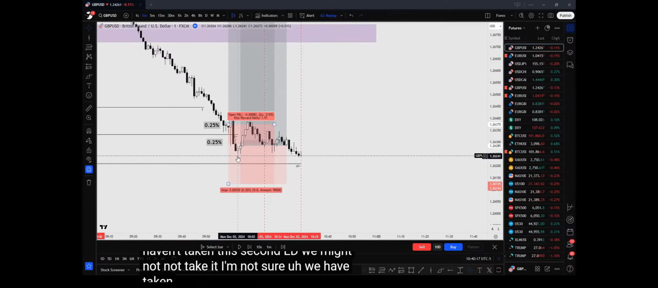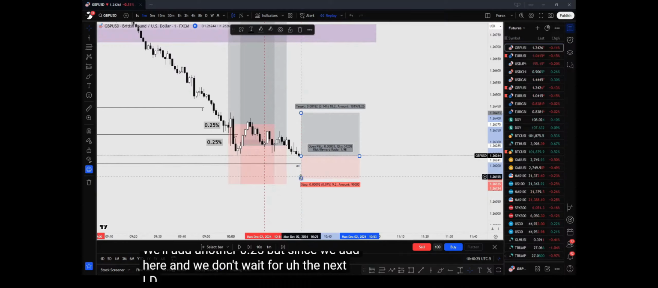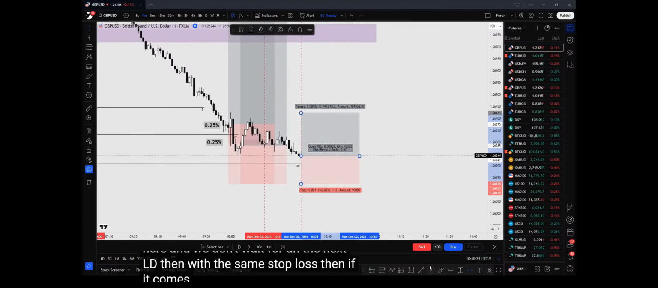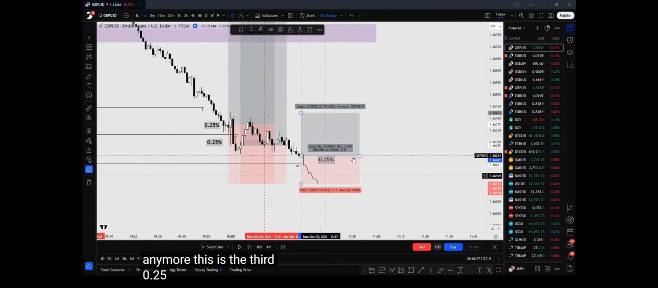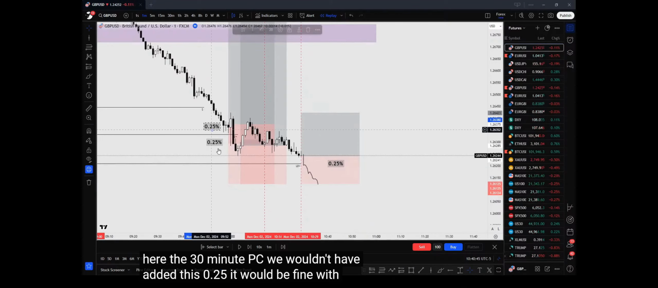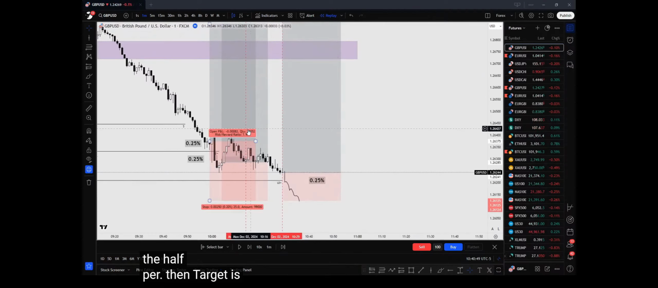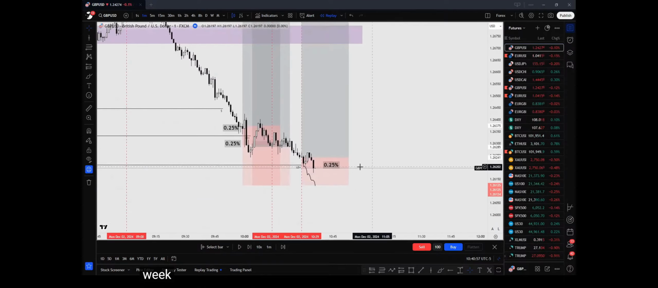I'm not sure. We've taken this low. We've taken this low. We'll add another 0.25. But since we add here and we don't wait for the next LD, with the same stop loss, if it comes lower, we won't add to it anymore. This is the third 0.25. If we hadn't closed 10.29 right here, the 30-minute PC, we wouldn't have added this 0.25. It would be fine with 0.5%. Then the target is the next GC or the end of Monday or the end of the week. We also took this LD.